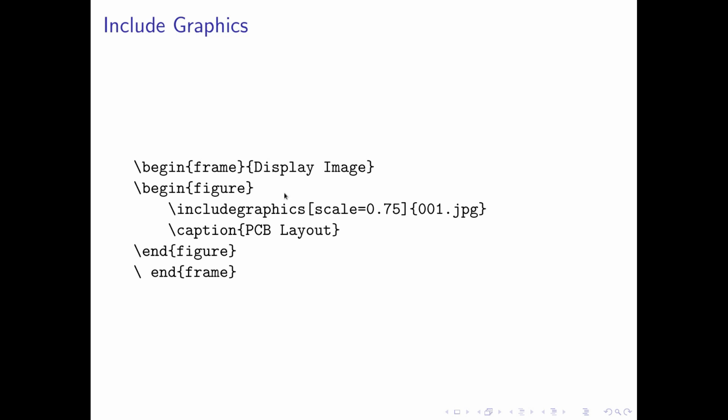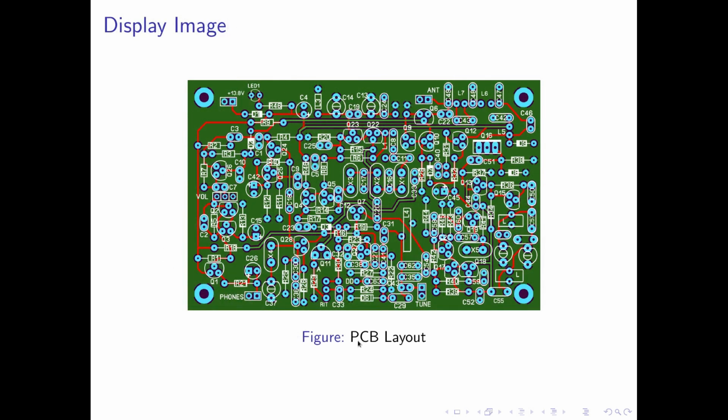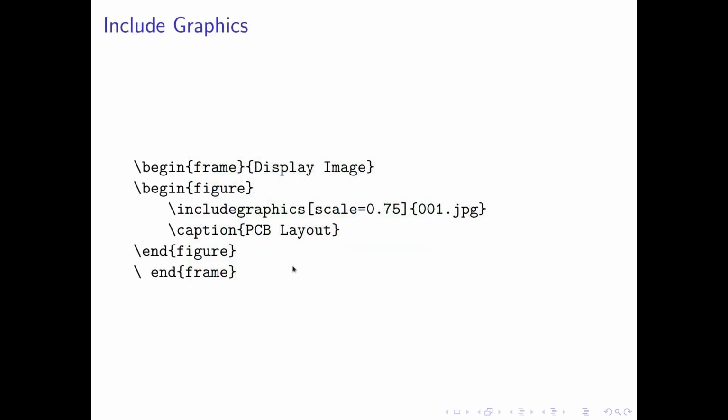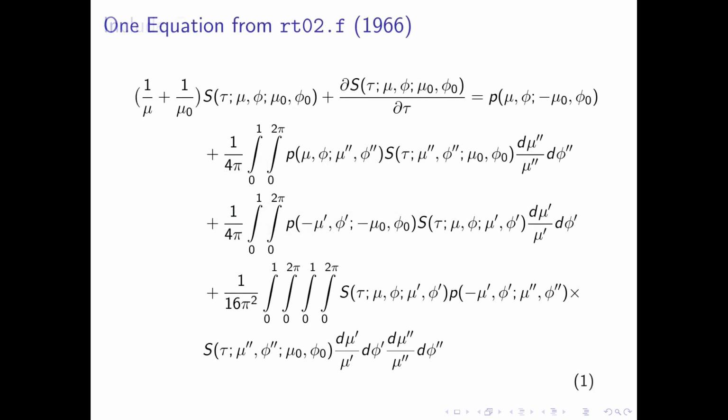Now this one I just scaled to 0.75. Optionally, here's your caption. So at minimum you need 3 lines to include graphics. And if I scale this smaller, then that'll leave room below the slide. Down here, I can eliminate the figure caption, but I can put some text down here. So that's all you need to include graphics.